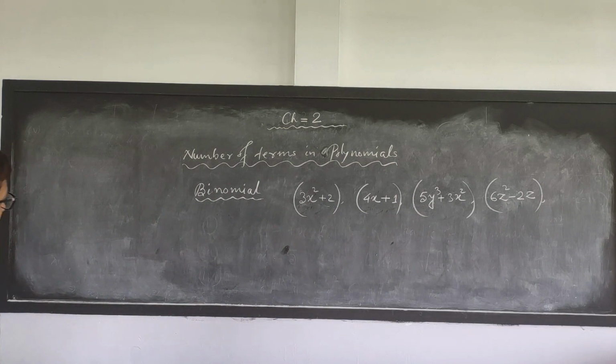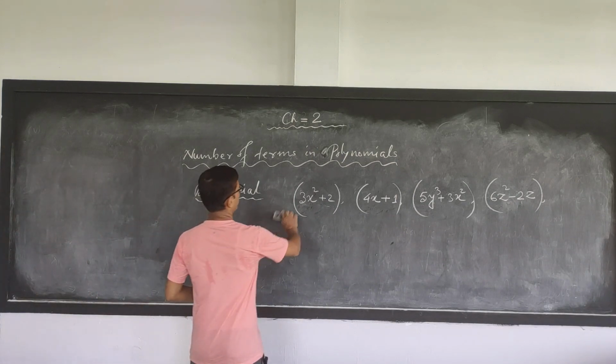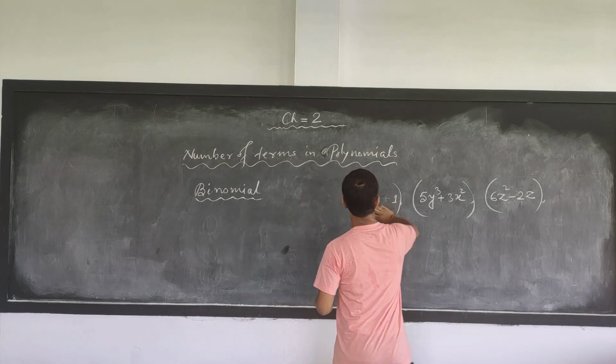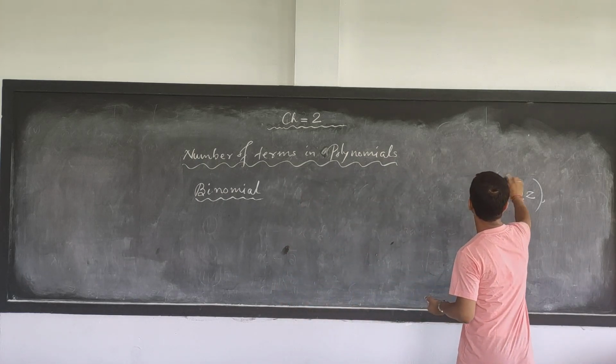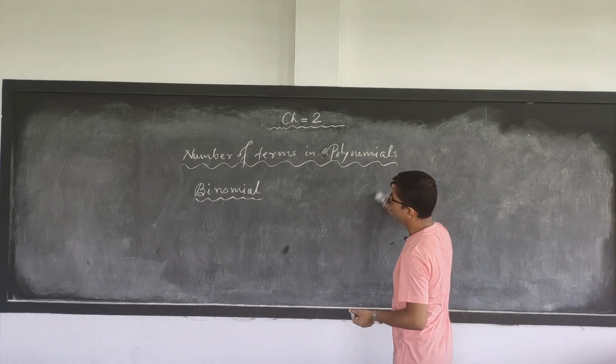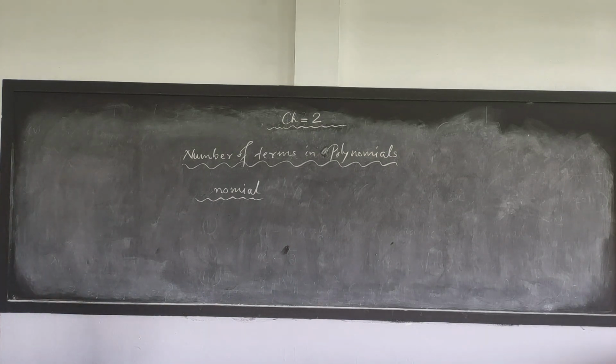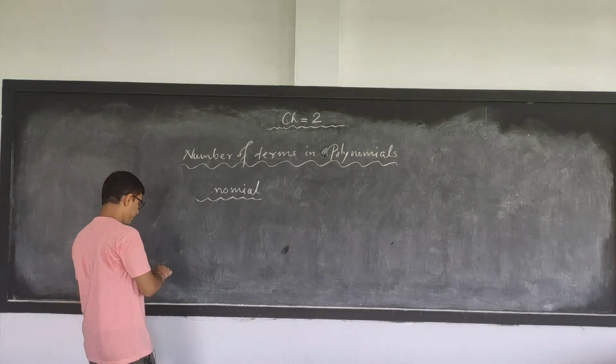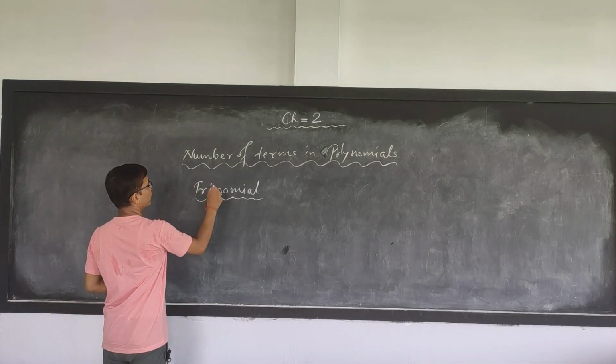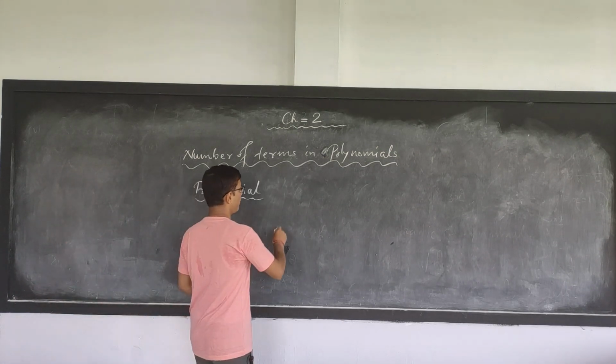Now after binomial, let us learn another type of polynomial on the basis of the number of terms. If a polynomial carries 3 terms in it, then such polynomials are known as trinomial. What? Trinomial. Tri means 3. Mono means 1, bi means 2, and tri means 3. If a polynomial contains 3 non-zero terms, it is called a trinomial. T-R-I-N-O-M-I-A-L. Trinomial, a polynomial containing 3 terms.